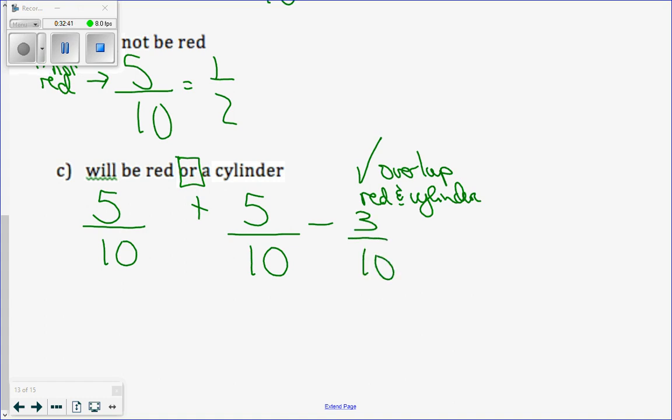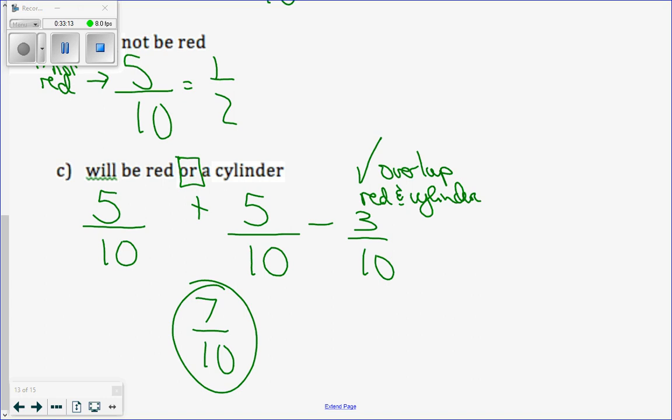Okay. So look, and here's the thing. If you don't minus it off, 5 out of 10 plus 5 out of 10 is 10 out of 10, which is 1. That doesn't make sense. 1 means 100% likely, and that's just not right. So it's 7 out of 10. So in other words, you got a 70% chance of selecting either a red or a cylinder. So this one, the odds are in your favor.